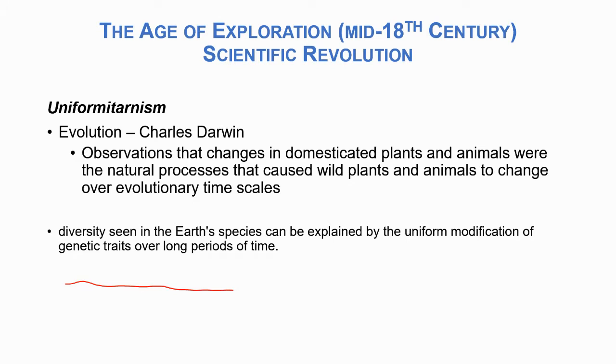The theory of evolution, coined by Darwin, was based on observations that he made that changes in domesticated animals and plants were actually natural processes, and that those same natural processes could cause wild animals and plants to change over evolutionary timescales. Certainly, domesticated plants and animals at that time, they knew how to breed particular animals and mix things together. Not maybe why it happened that way, but how you could get bigger horses or fruit that lasted longer and things like that. And so the diversity seen of Earth species could be explained by this uniform modification of genetic traits over long periods of time. And so that was Darwin's contribution.